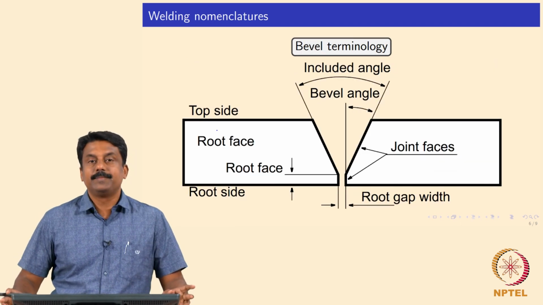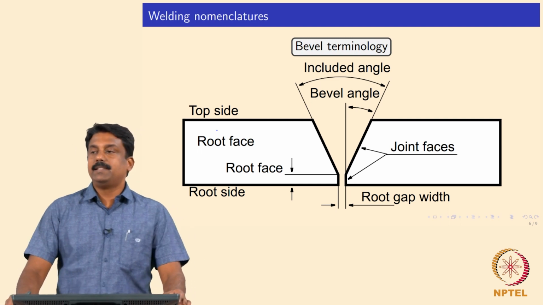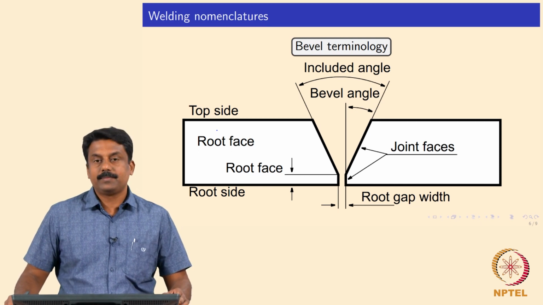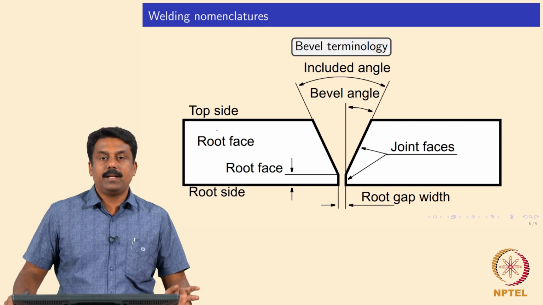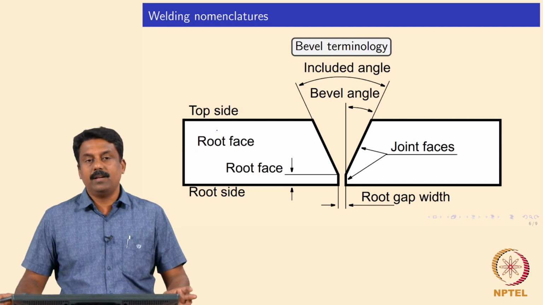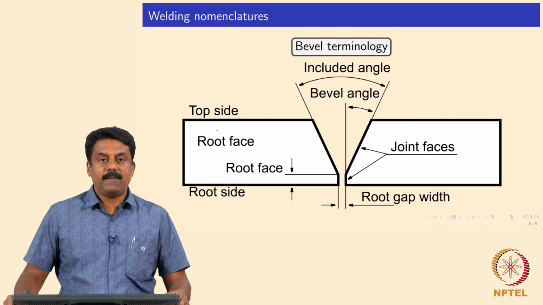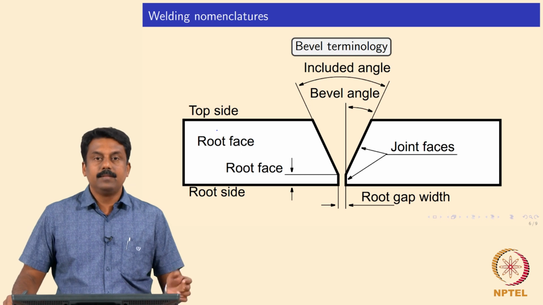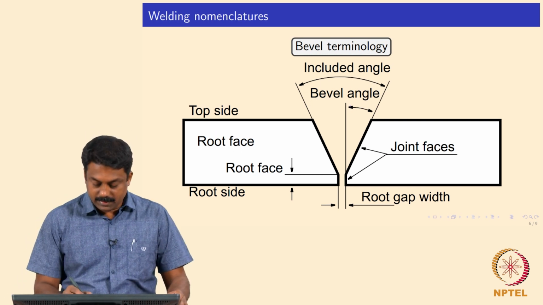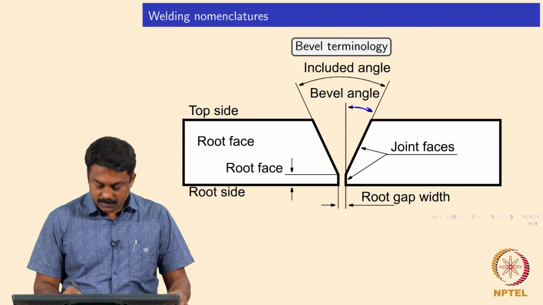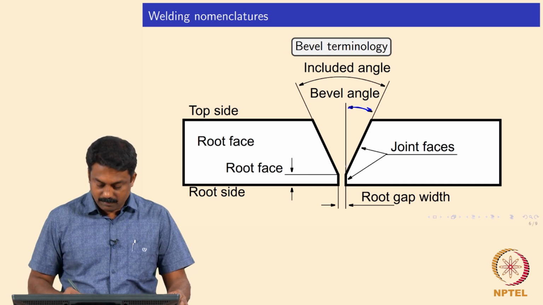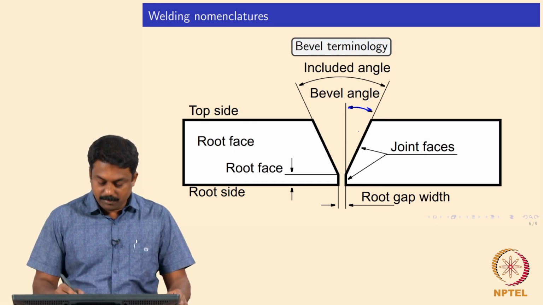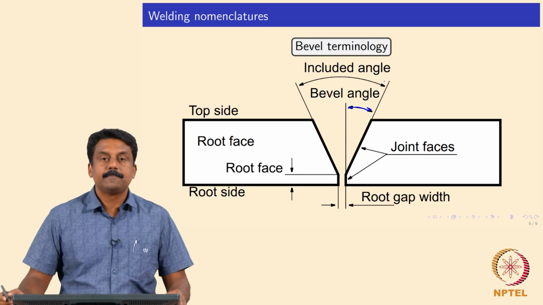So now bevel terminology. What is bevel? Again, bevel is machining, how you machine the interfaces. What is important when you are mentioning that you want to make a bevel at the interface? The first factor is the included angle or the bevel angle. The bevel angle is the angle between the weld center line and the surface. The included angle includes both angles.